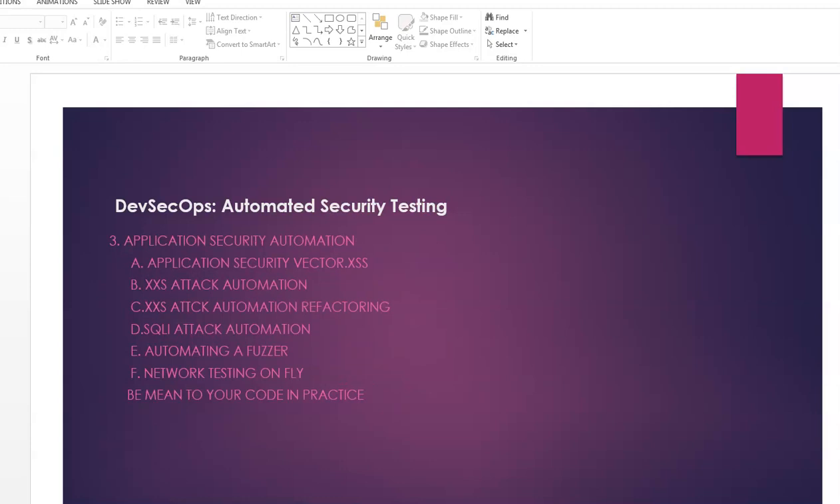And the third unit of DevSecOps will discuss in detail the application security automation, and the application security vectors such as cross-site scripting attack automation and refactoring, how exactly that is happening, and how SQL injection attack automation will happen whenever a SQL injection attack happens with respect to the CI/CD environment, and how we perform that. We'll also discuss some automation with respect to Fuzzle and some network testing on the fly. All these things we'll discuss practically in detail.